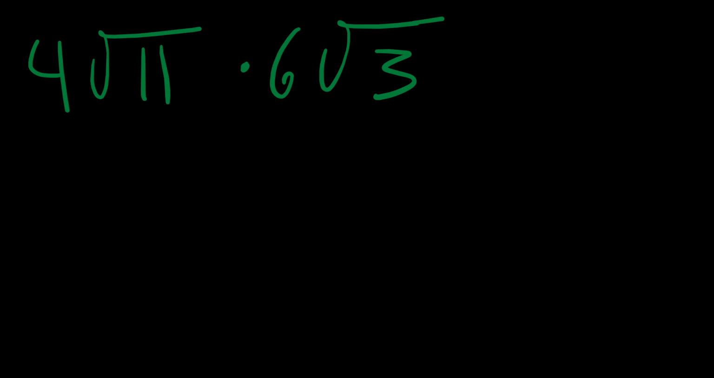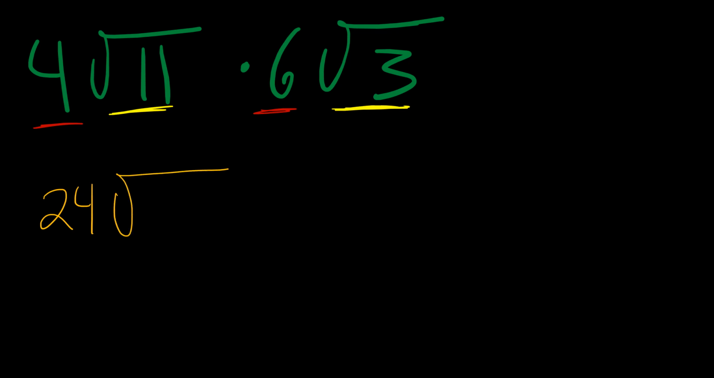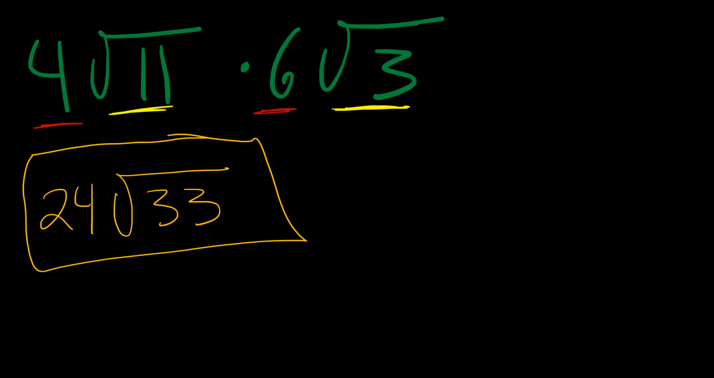So in this example, we have 4 root 11 times 6 root 3. First thing I want to do is multiply my coefficients, 4 and 6. It gives me a total of 24. Now I multiply together my radicals, root 11 and square root 3. That gives me 33. So this will be my answer, 24 root 33.